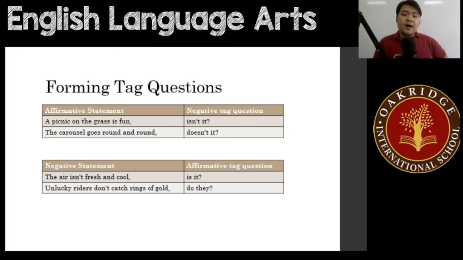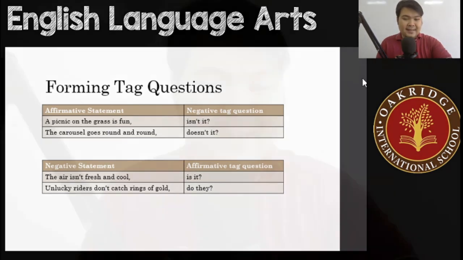Same is true. Unlucky riders don't catch rings of gold. Do they? There we go. Here again, you're trying to convince the people you're talking to that the unlucky riders don't catch rings of gold. And these are different kinds of forming tag questions, and this is also how you use them in sentences. And that pretty much ends our topic for recognizing, forming, and using tag questions.